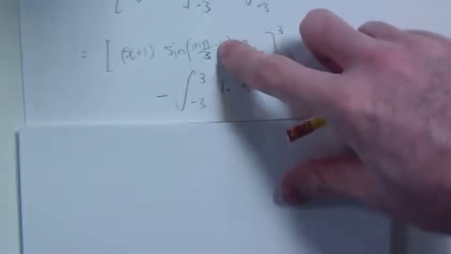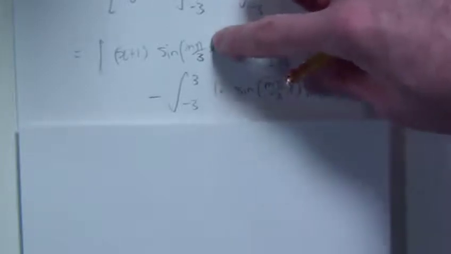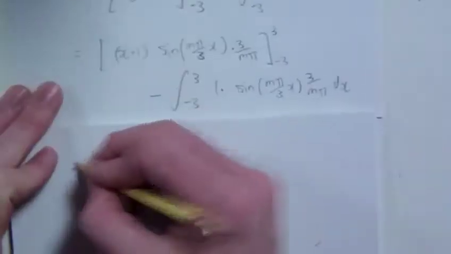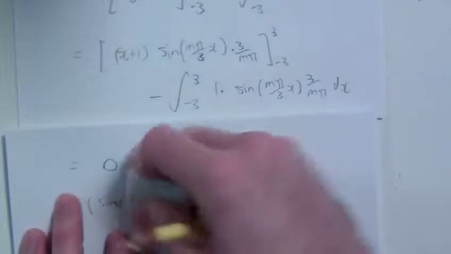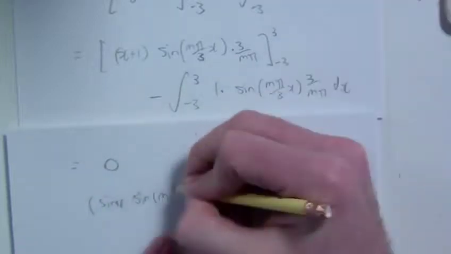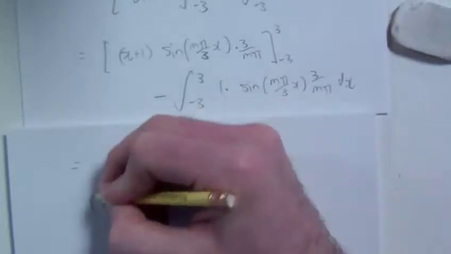If I sub in 3 into this, I'll get an integer multiple of pi. It'll be sine m pi 3 on 3 times 3, so it'll be sine m pi. So when I sub in a 3 into here, it'll come out to sine of an integer multiple of pi, which is 0. Subbing in a minus 3 will also be an integer multiple of pi, and so it'll be 0. So this bit here is 0. Sine of plus or minus m pi is 0. That's the reason that that's 0.